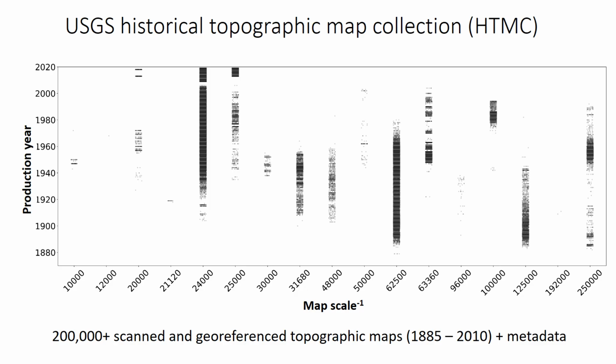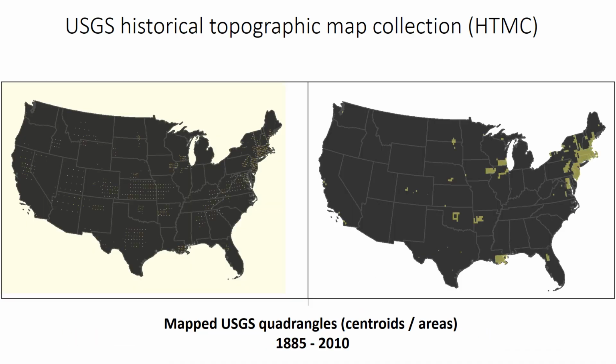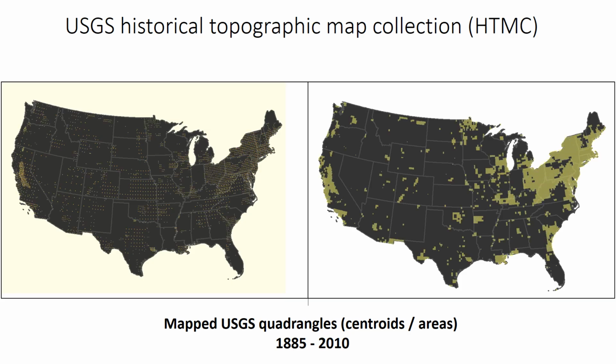And what we can see here in this visualization is purely metadata based, so it basically shows the distributions of the maps at different scales and for different production years, so you can gain interesting insight into which map scales were used in which time period. Some of them have been discontinued and others are still used nowadays, such as the 24,000 map scale, and we're basically focusing on 24,000 and 62,500 in our work.